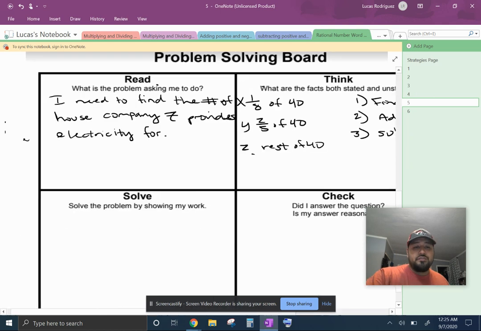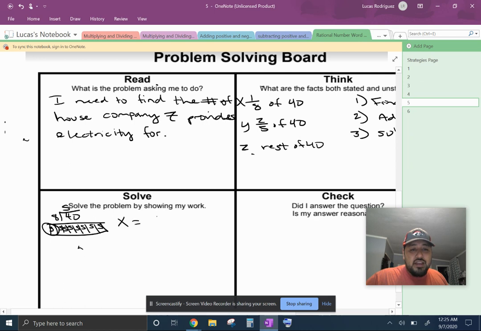Okay, so my solve. I'm going to have 40, and it says 1/8. So if I divide this into 8, so 2, 3, 4, 5, 6, 7, 8. If I divide 40 into 8, what would I get? 40 divided by 8 would be 5. So each one of these parts would be 5. And I want to know about one of those 8s. So I know Company X has 5 houses.